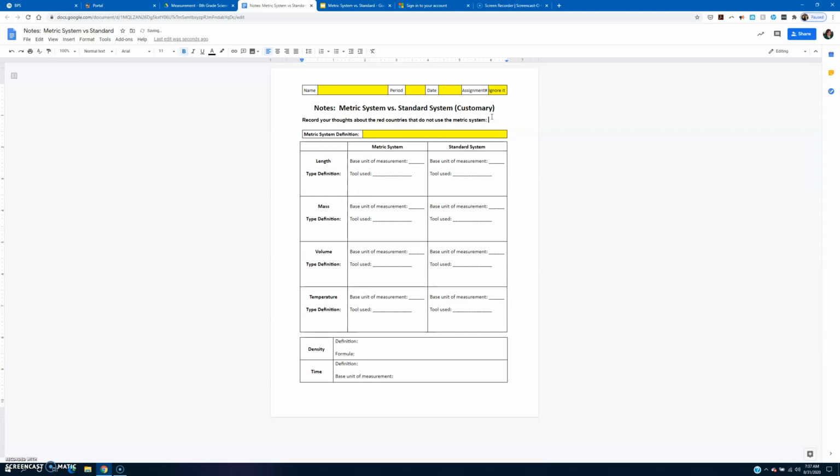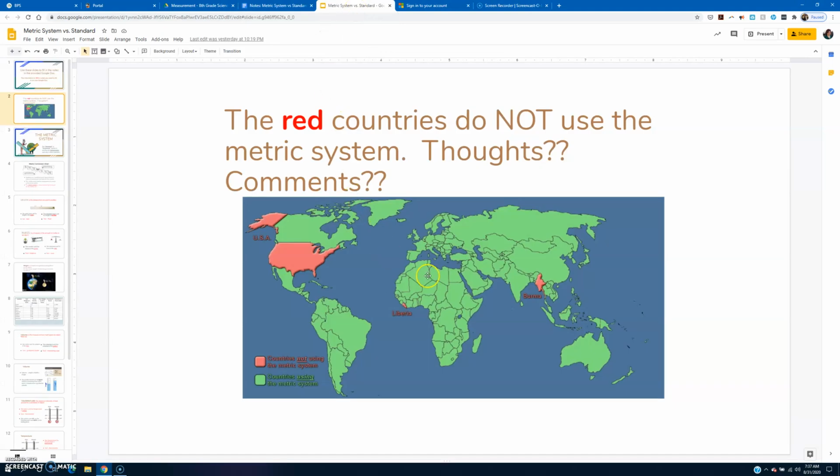Most students are surprised to learn that the metric system is so widely used. Metric system meaning meters, centimeters, liters, like your soda bottles, grams, things like that. The three countries, the USA, Liberia, and Burma, are the only countries left that still use ounces and pounds and things like that.